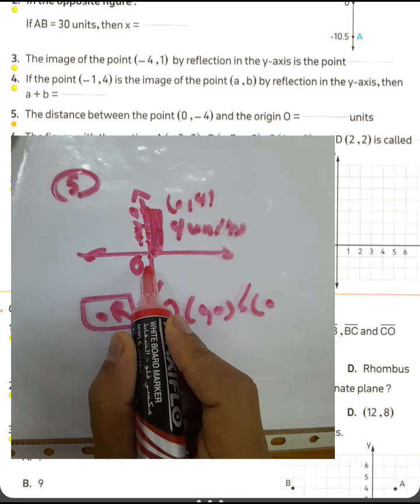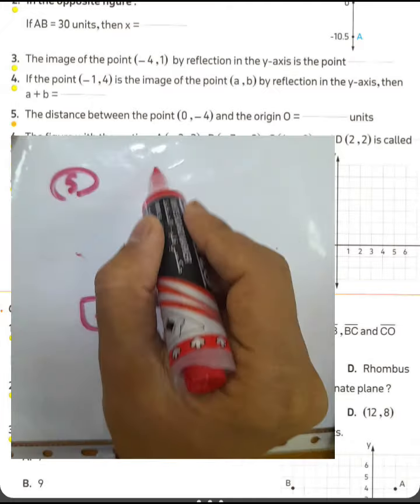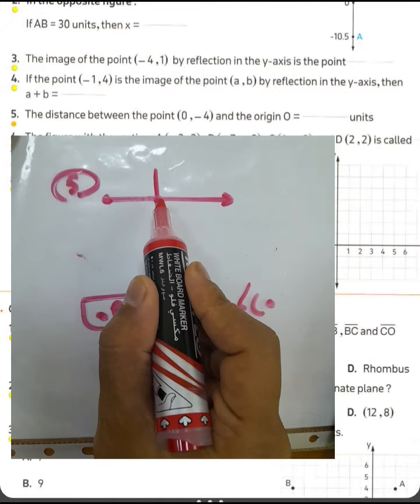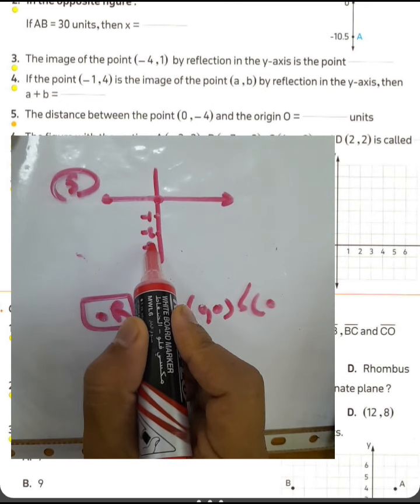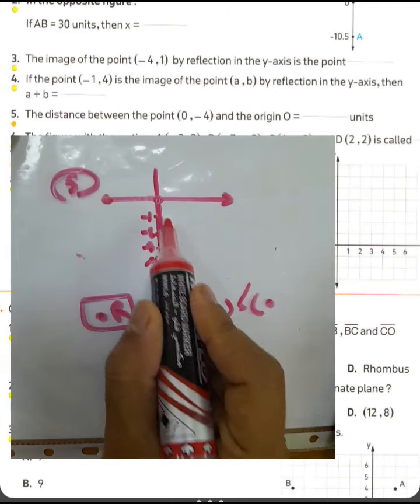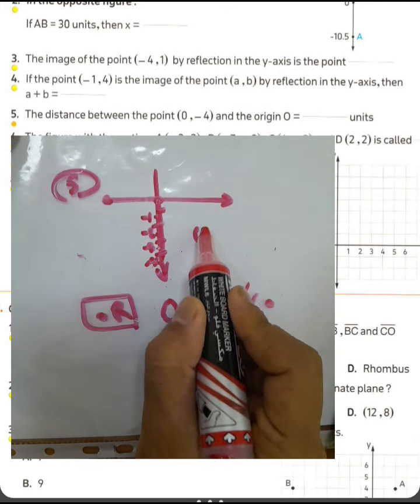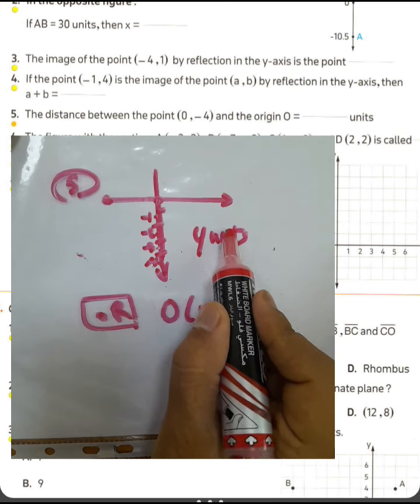Negative 4 here, negative 1 and negative 2 and negative 4. Again, you want to find the distance between 0 and 0 and 0 and negative 4. We have negative 1, negative 2, negative 3, negative 4. The distance here will be 1, 2, 3, 4 units. Okay? 4 units.